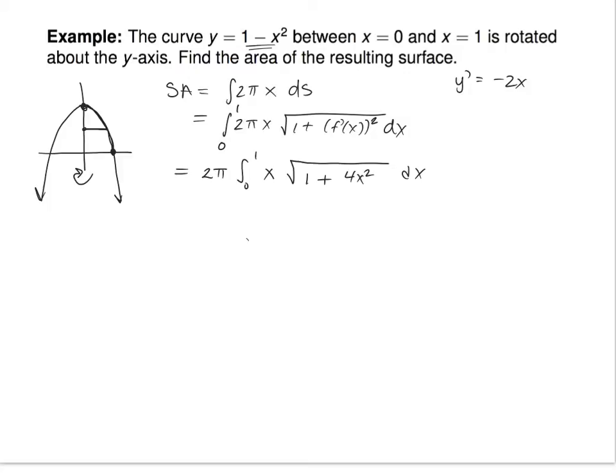Don't do a trig sub. There's an easy way. Do a u sub. u equals 1 plus 4x squared. du is 8x dx. So we've got 2 pi over 8. What did the bounds change to? 1 plus 4 is 5. So 1 to 5. And what does the stuff inside the integral become? u to the power of 1/2.